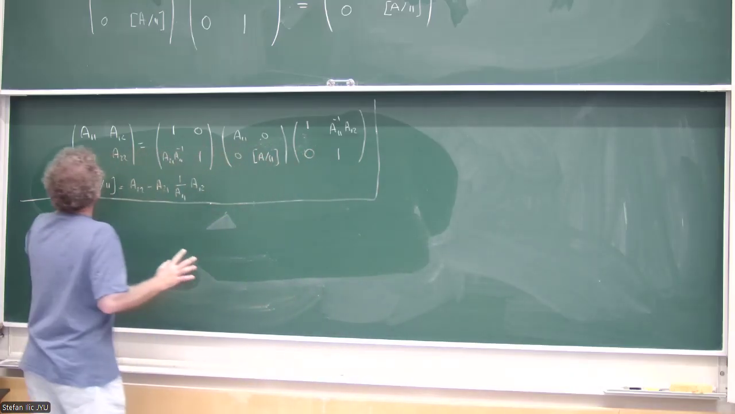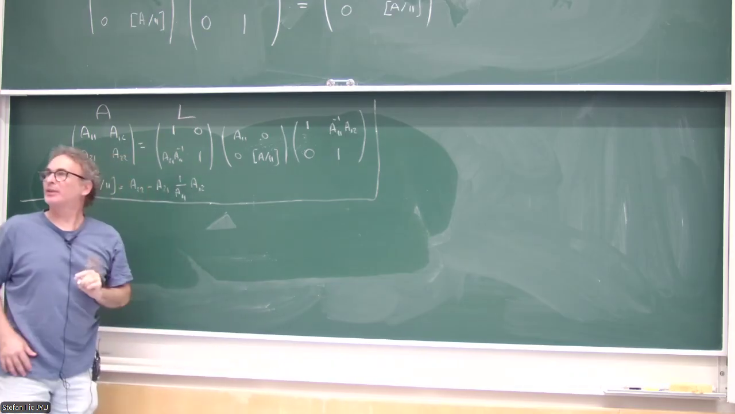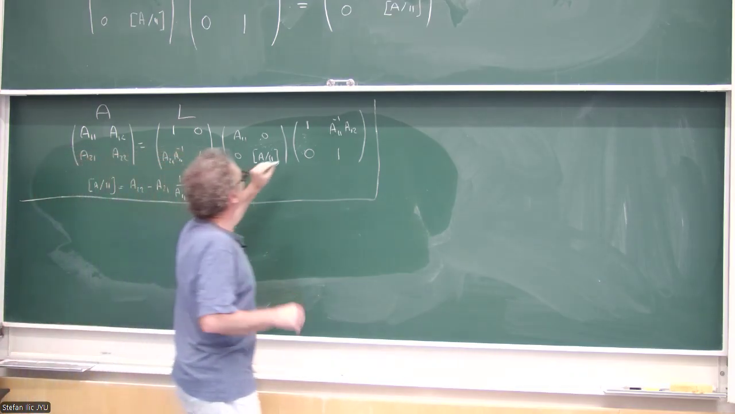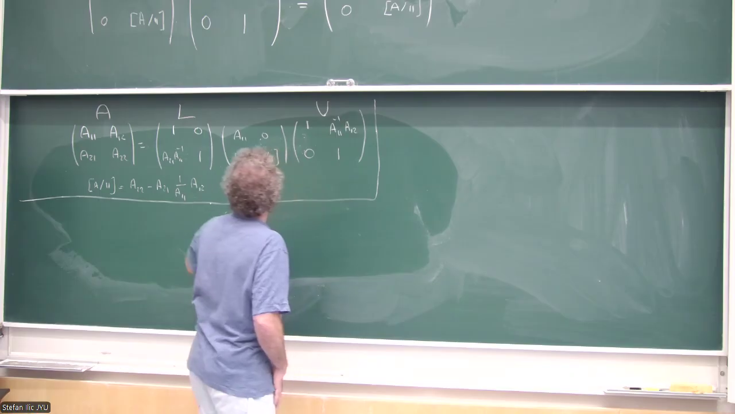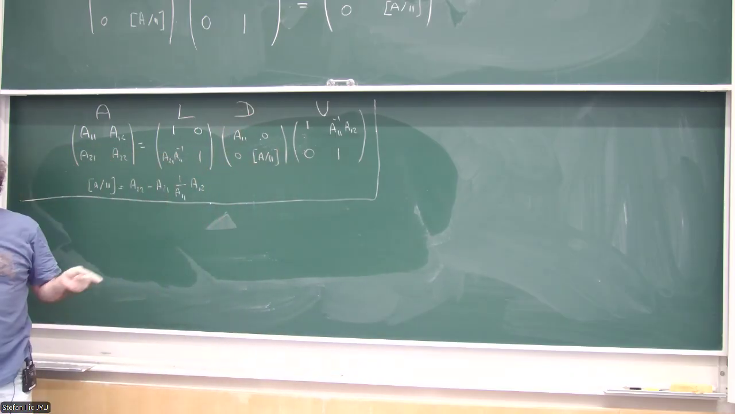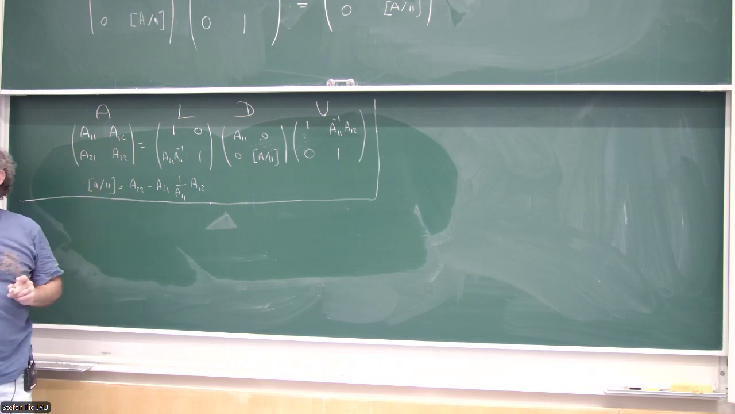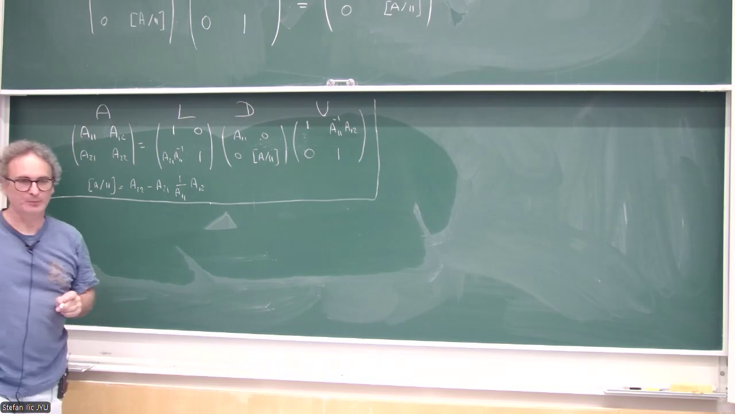So matrix A is a lower triangular matrix, times a block diagonal matrix, times an upper triangular matrix. This is called the LDU decomposition. I mean, the block LDU formula.